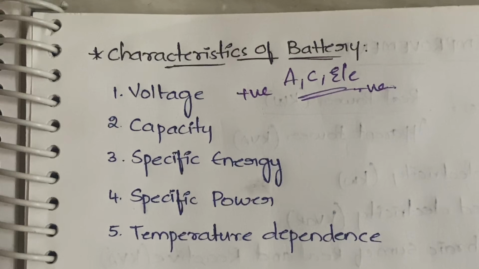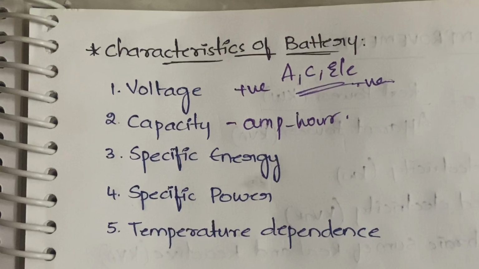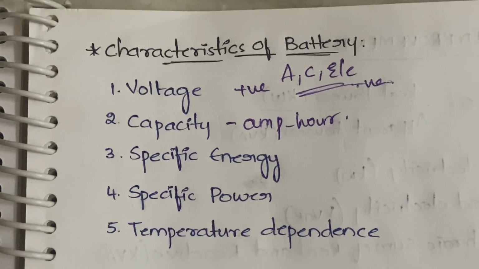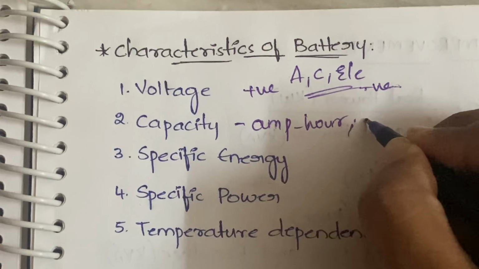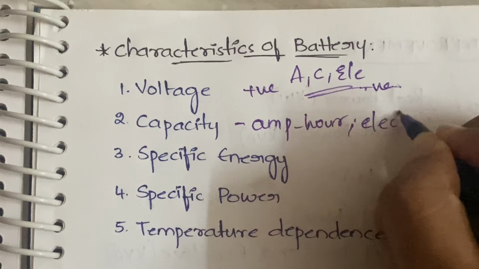Got it? So a mobile phone will have high battery capacity, and this capacity is measured in ampere hours, amp hours. This capacity will depend on the surface area of the electrodes and also on the strength of the electrolyte.